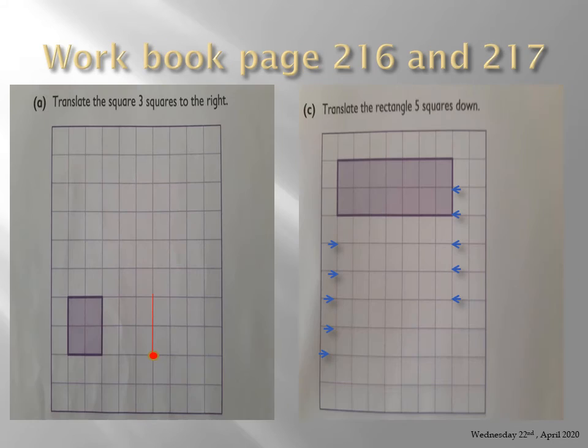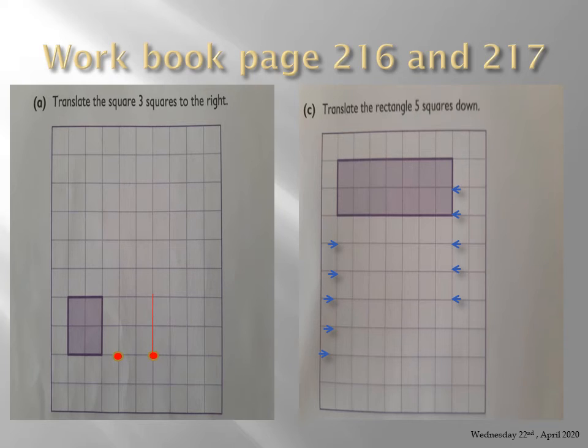And finally, let's see from our workbook. This now is from our workbook, and let's see A. Translate the square. Of course, we have a square here. 3 squares to the right, or 3 places to the right. Okay, now let's start from the first point. Somehow the system has already created the second point, but let's do the first point, okay? The first point is going to be here.